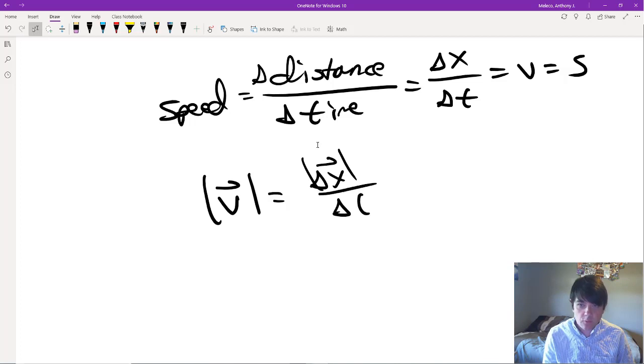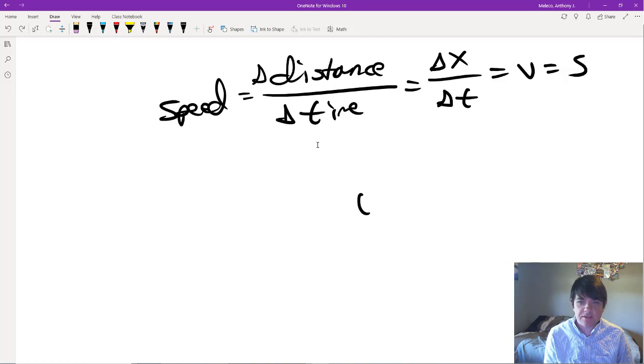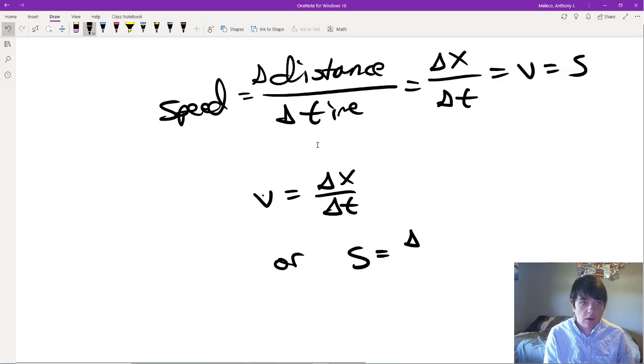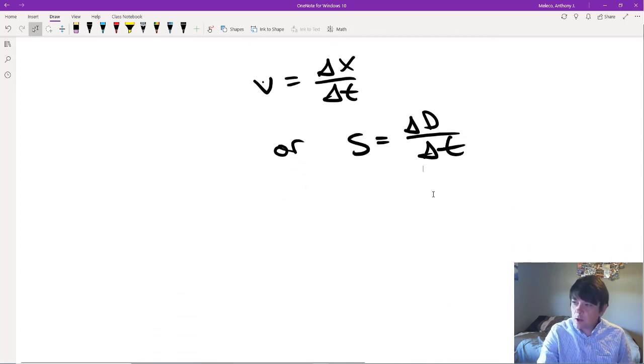Absolute value bars if you really want to. That's another way to represent it because it can only be positive. Honestly, if I'm writing speed, I would probably write v equals delta x over t, or I'd probably prefer s equals distance over time. Either one of these isn't ambiguous.